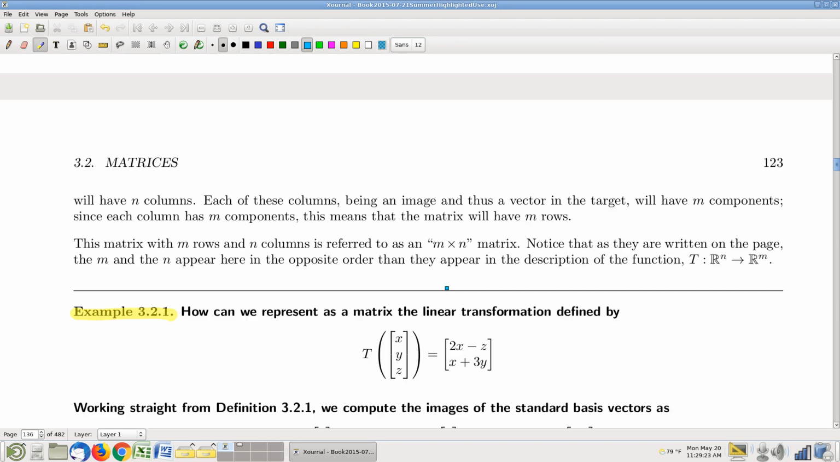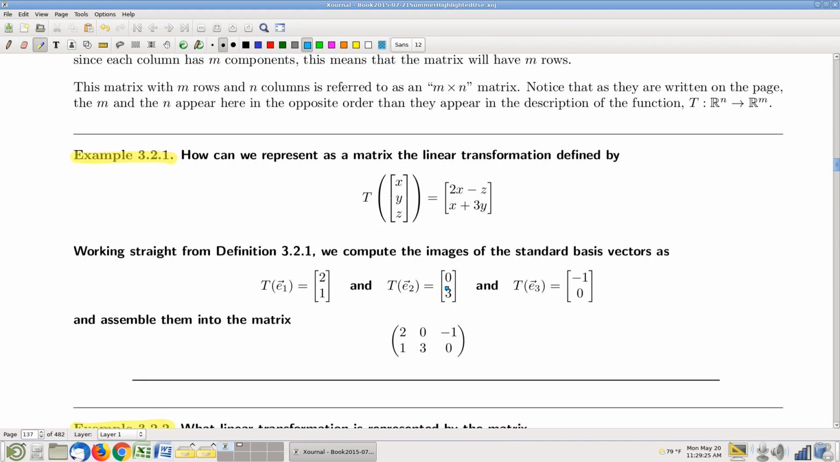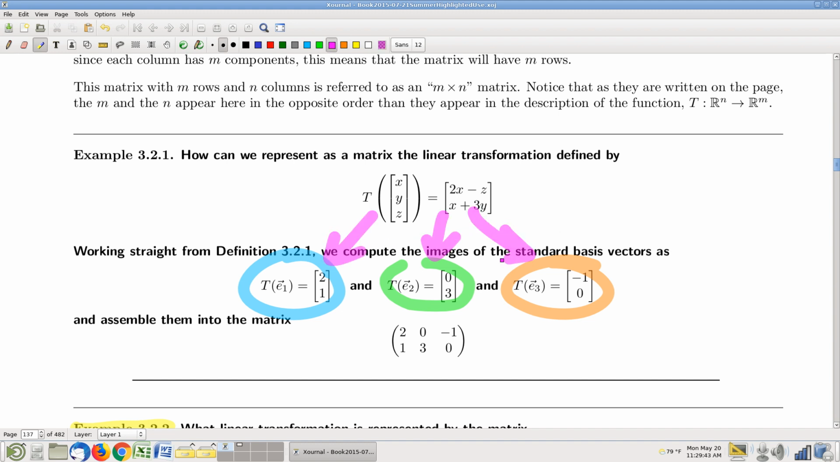Okay. So, for example, here's a linear transformation. How would I shorthand this linear transformation as a matrix? Well, I can compute one at a time. There's the image of the first standard basis vector. There's the image of the second. There's the image of the third. Now, that's just plugging in, right? I'm just plugging into that function, 1, 0, 0, 0, 1, 0, etc. And once I know those, they become the columns.